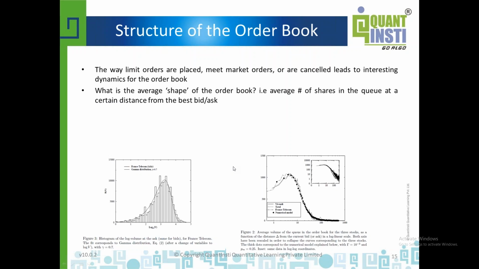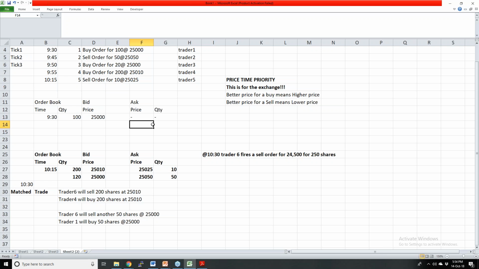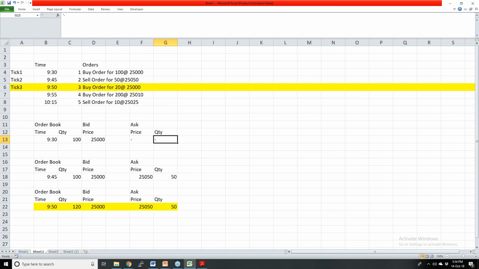So this is the average shape of the book, sort of a normal distribution, and we will study these distributions. Order flow is maximum around the current price, the best bid and the best ask. Obviously, orders that are near the current price have a larger probability of getting executed. So if I look at this order book, where is my order book?